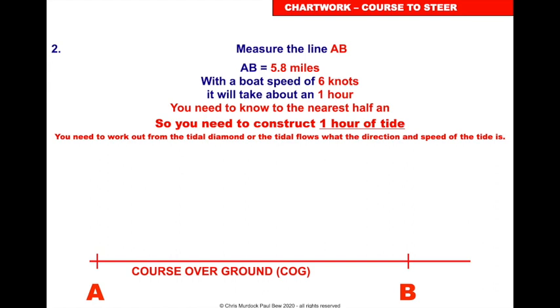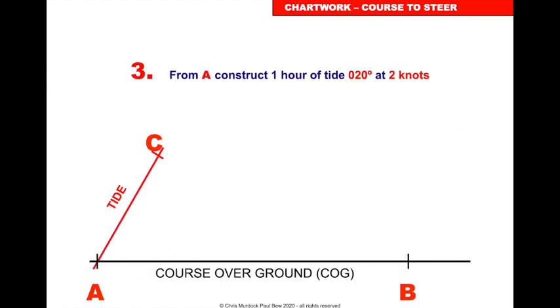So from A at the beginning, construct 1 hour of tide, 020 degrees, 2 knots. Because it's an hour, it'd be 2 nautical miles. From A to C, it'd be 2 nautical miles at 020. So that's the amount the tide's going to affect us for the time during the passage, which would be 1 hour.